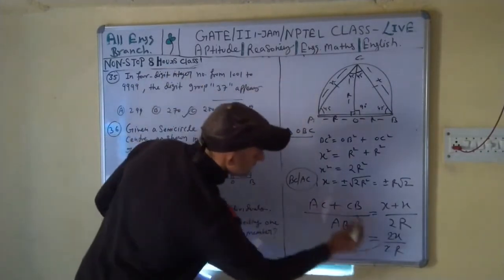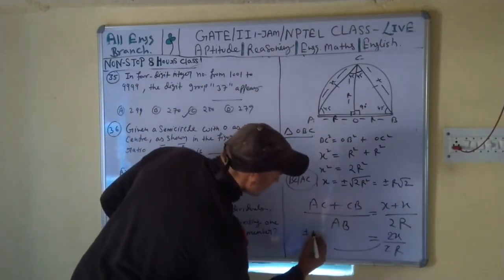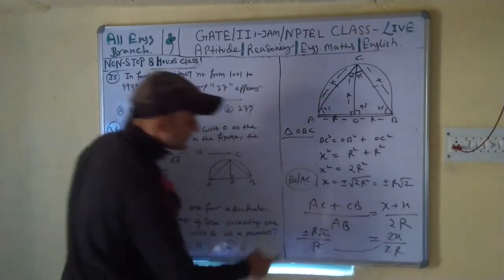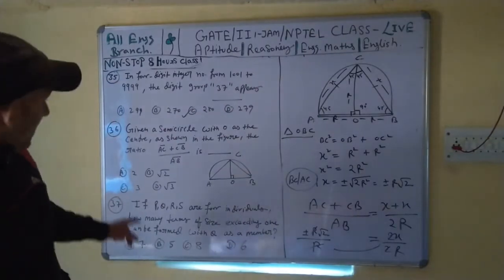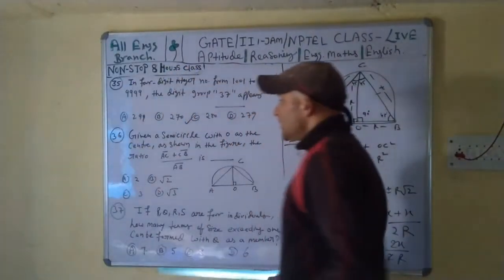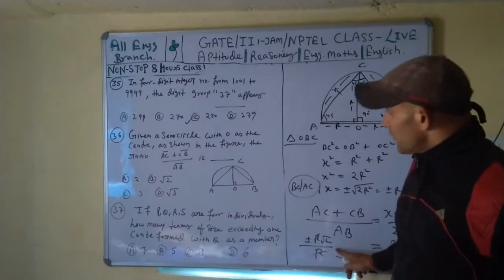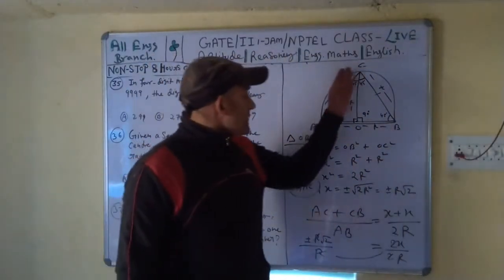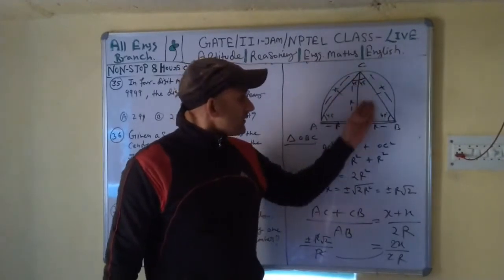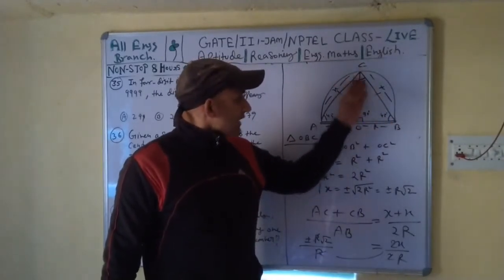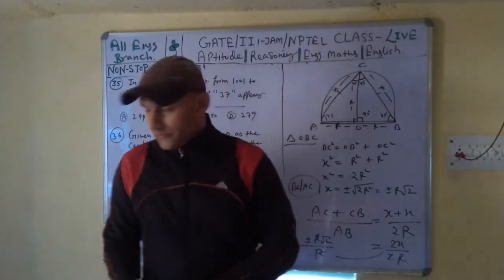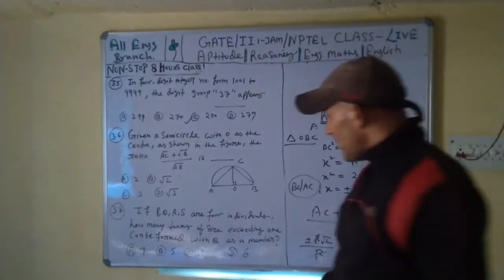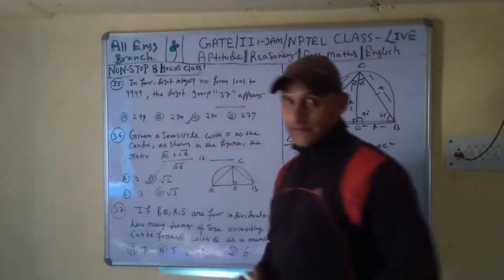Already we have found this is plus minus r square root 2, and here r cancels, so this is plus minus square root 2. But in this question they have not mentioned minus root 2. And also you know that the length of any line will never be negative. So it means that it is positive. In this condition, it will be plus square root 2. So your answer will be this.